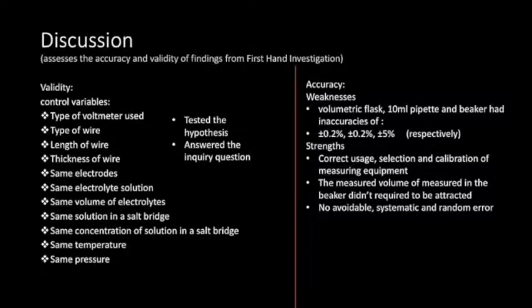Validity. The findings from the first-hand investigation were very valid. This is because all control variables were controlled, such as the type of voltmeter used, type of wire, length of wire, thickness of wire, same electrodes, same electrolyte solution, same volume of electrolytes, same solution in salt bridge, same concentration of solution in salt bridge, same overall temperature in the system, and same overall pressure in the system.